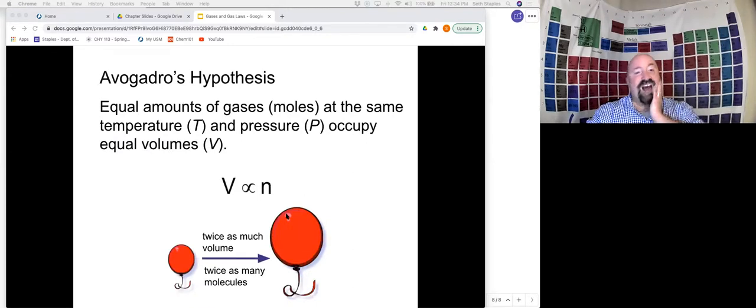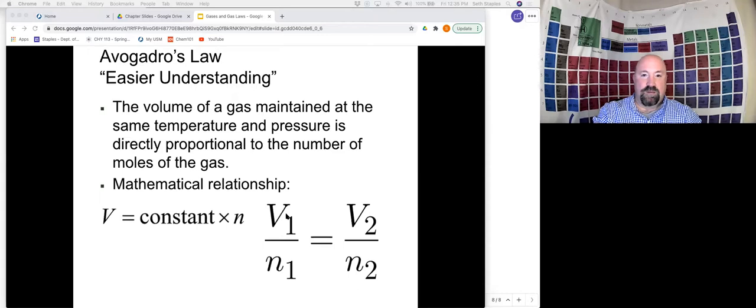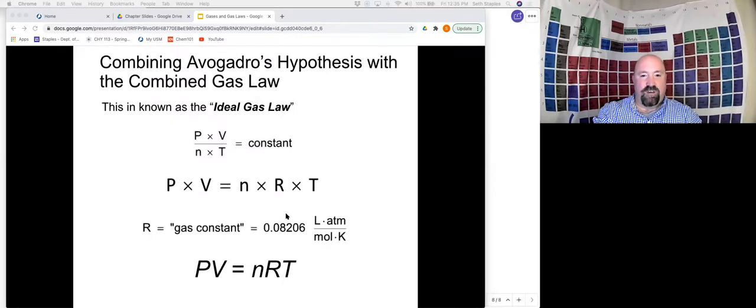We also have Avogadro's law, which says that equal amounts of gases, an equal number of moles, at the same temperature and pressure occupy an equal volume. So really what this is getting at is that it doesn't matter what the gas is. Any two gases, if you have the same amount of the gas at the same temperature and pressure, the volume will be the same. And so the volume is going to be directly proportional to the amount of the gas. And yeah, we're not going to really look at calculations with that.